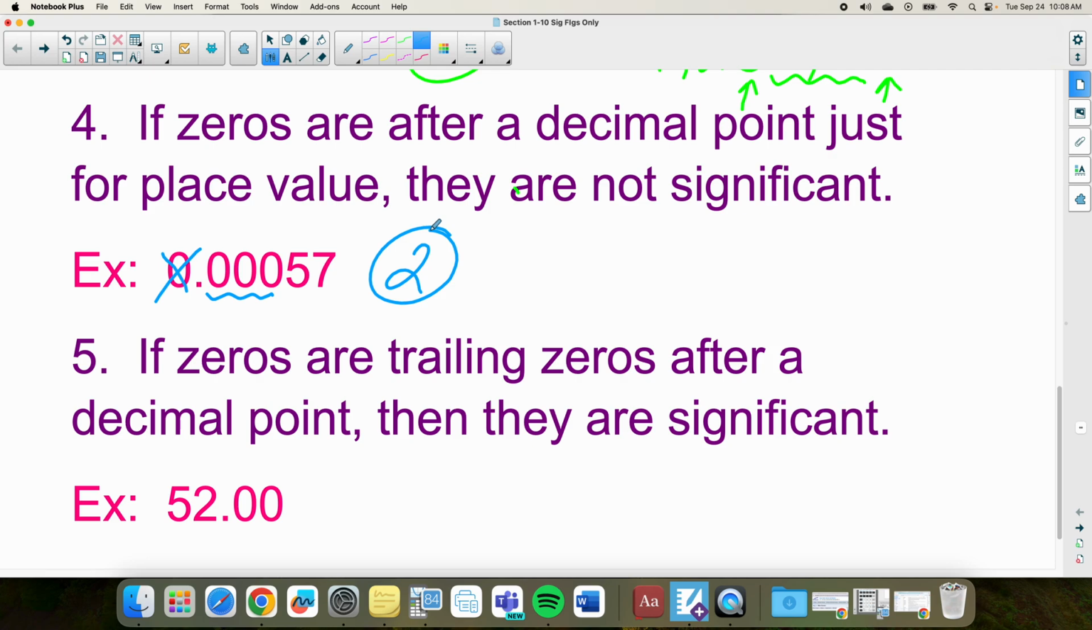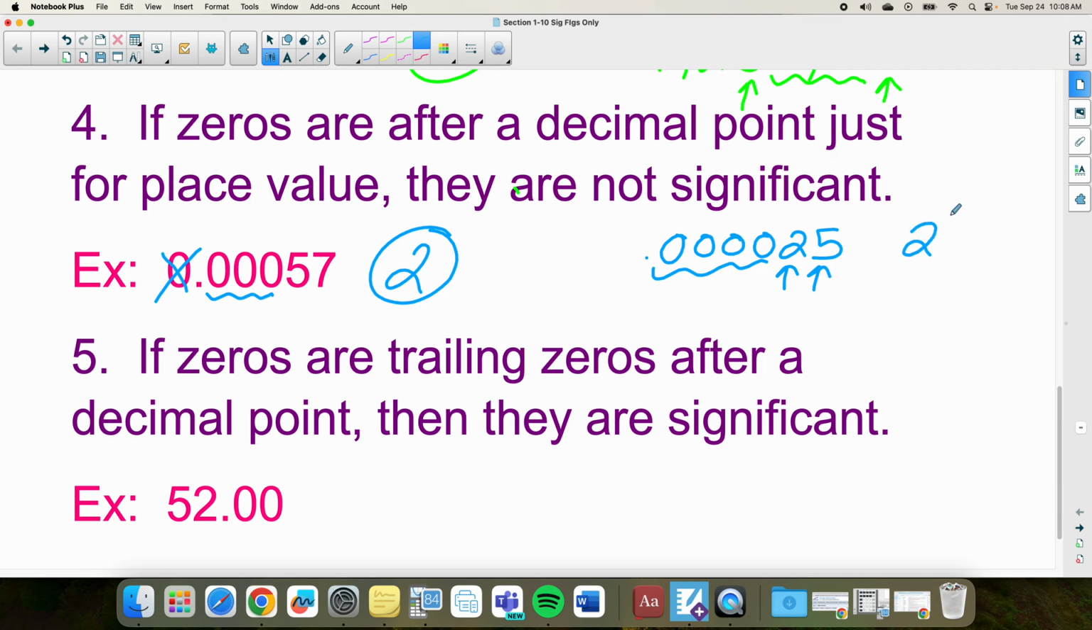So if you had something like 0.000025, do you get that these would not be counted? Everybody understand that? You would not count those. And we would only count the 2 and the 5.